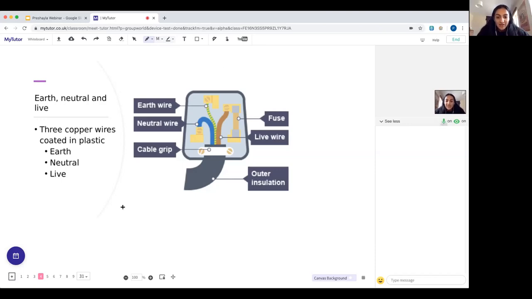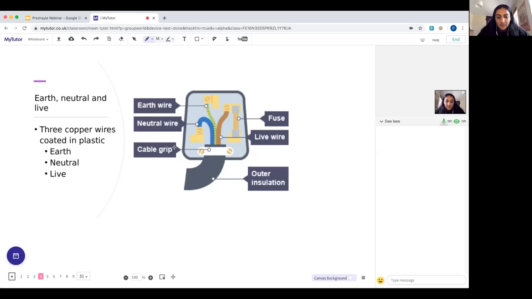Now, this here you might recognize is a plug. This is what the plug part of your charger might look like, the plug part of your straighteners. Anything that is a 3-pin plug in the UK will look like this inside. And we've got a little diagram here of all the features of this plug. You can see that this green and yellow stripy one is called the earth wire. The blue one is called the neutral wire. And the brown one is called the live wire. Then we have a fuse and a cable grip.